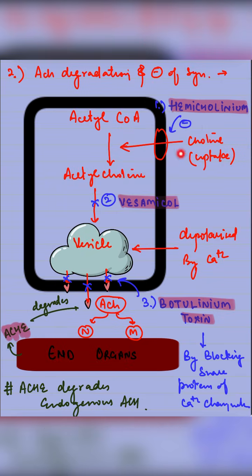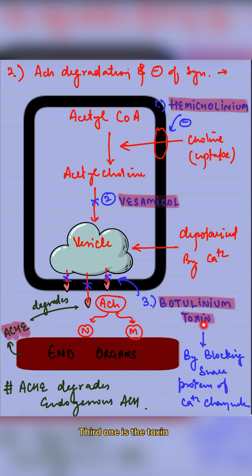Acetylcholine degradation and inhibition of its synthesis. You already know that choline reuptake is very important to make acetylcholine. The first drug that inhibits choline reuptake is hemicholinium. Second, acetylcholine gets stored in the vesicles. The one drug that prevents its storage is named vesamicol.